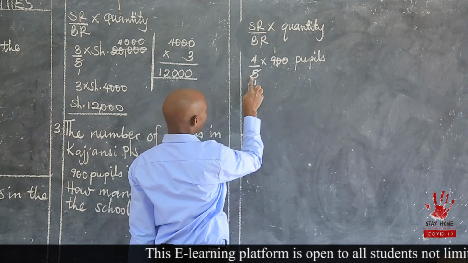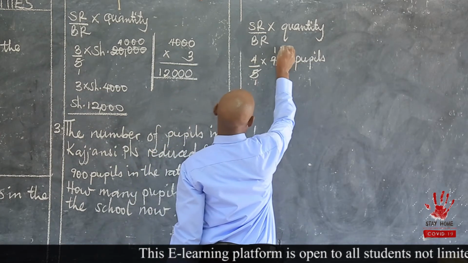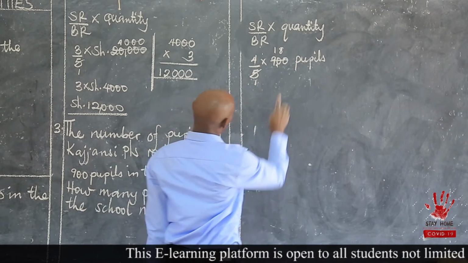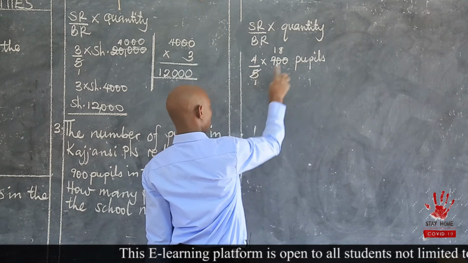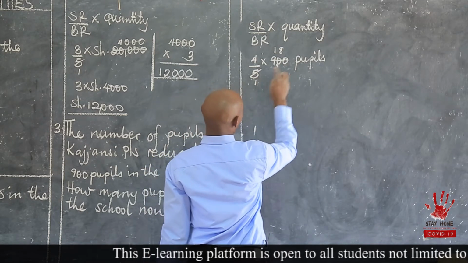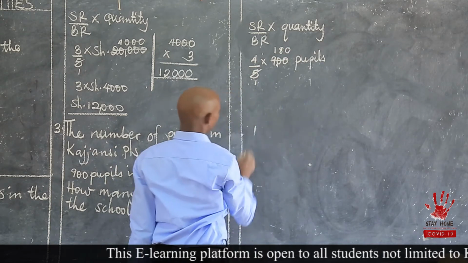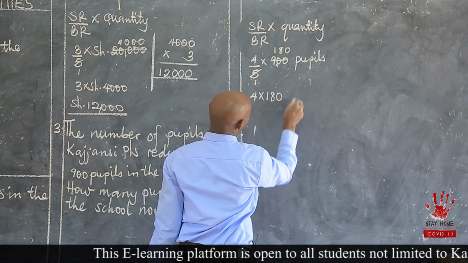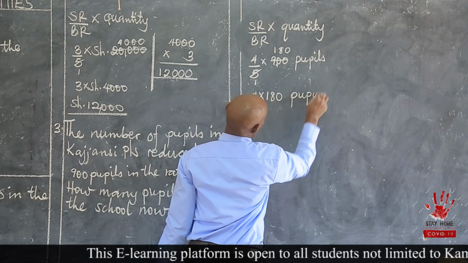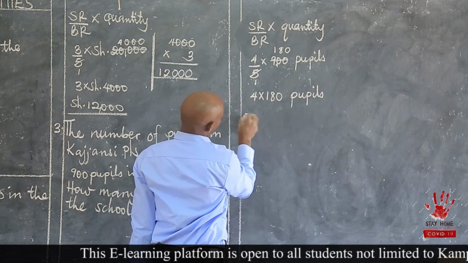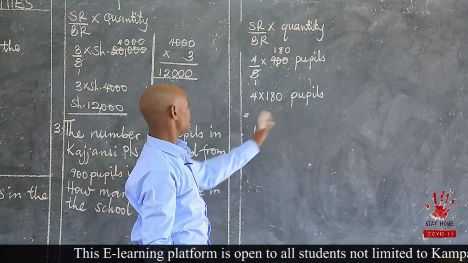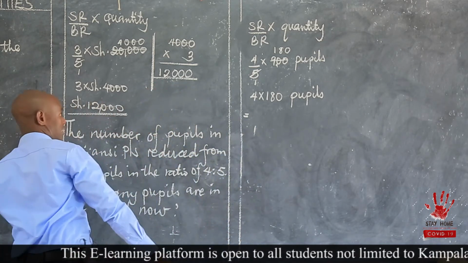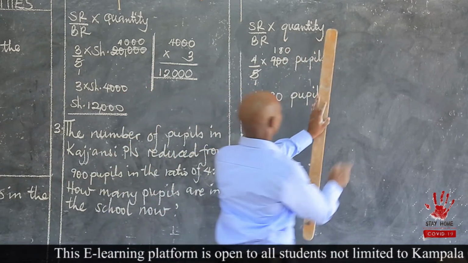40 divided by 5, what do we get? We are getting 8. Do we remain with anything? No. But you have this 0. 0 divided by 5, what do we get? We get a 0. So for this case, we have 4 times 180 pupils. I have already told you that when you are multiplying larger numbers, arrange vertically to avoid failing such simple numbers.